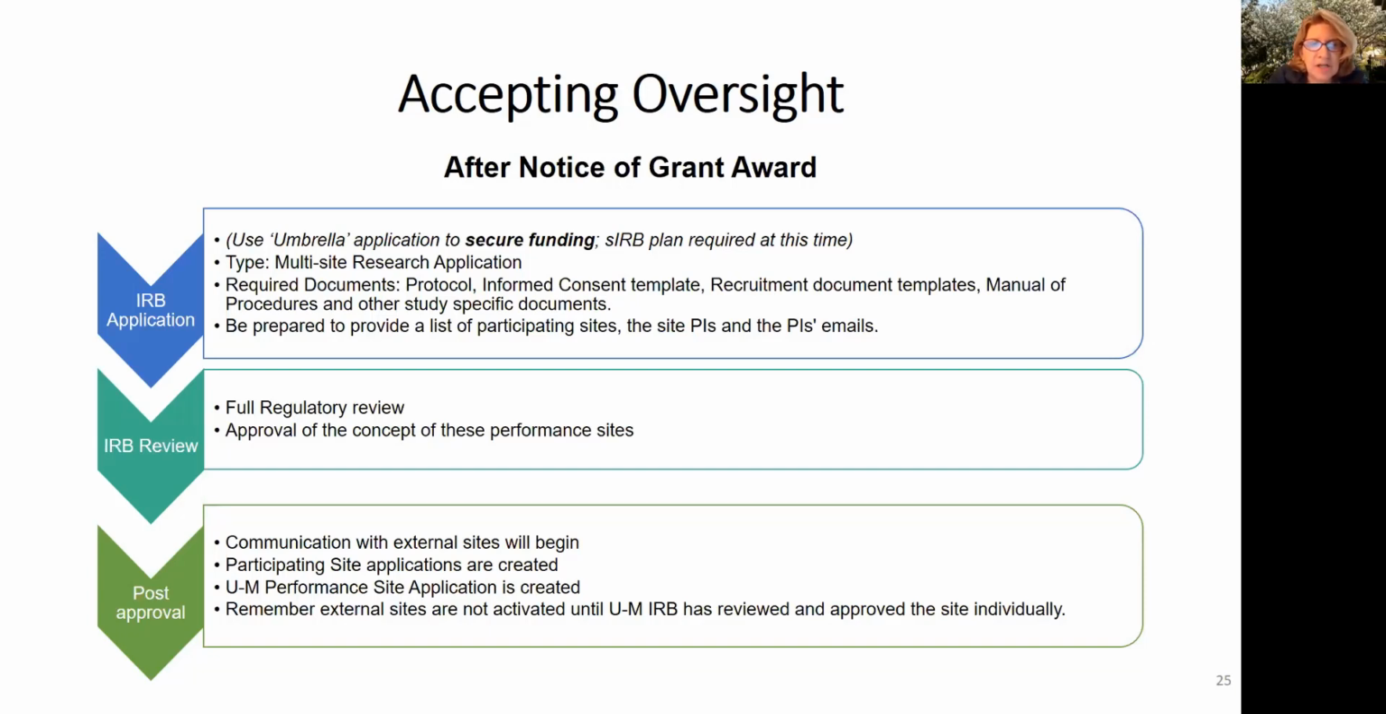In this multi-site application, we also expect the study teams to give us other required and very typical documents like protocols, the informed consent template that will be used across the sites, any recruitment materials. For clinical research, there's typically a manual of procedures, which is more detailed than the protocol would be, and any other study-specific documents. And then we're going to want a list of those participating sites, including the site PIs and the PI emails. So at these first steps, we're just collecting all the information that we need, the basic information.